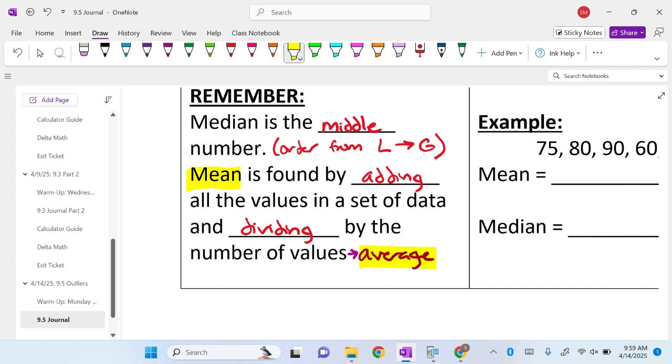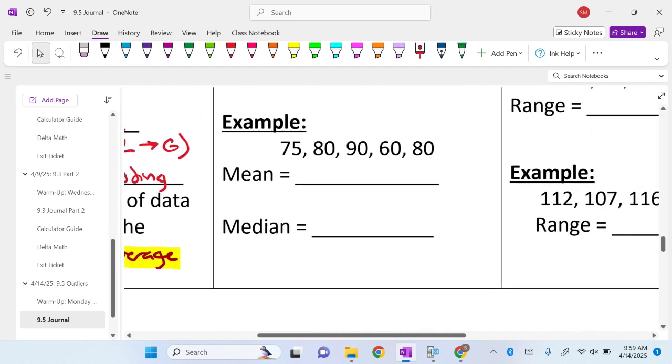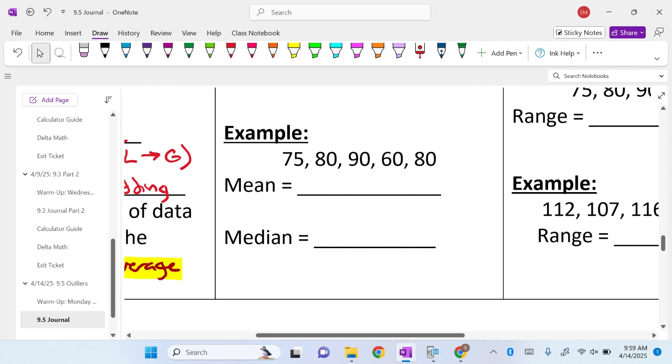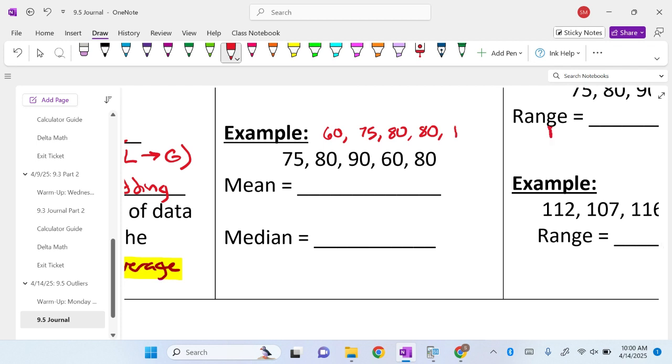Now, let's look at the second example. Let's do that one together. If I want to do the median first, what's the first thing I have to do? Put them in order from least to greatest. So I have 60, 75, 80, 80, and 90. If I cross out on both sides, left and right, my median is 80.